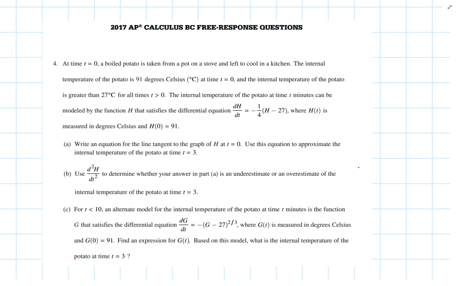Okay, so for this we are doing the 2017 BC Calculus free response question 4. And part A, it's the hot potato problem. You have this potato, and there's a differential equation here, which gives its temperature, and you have its initial temperature. Write an equation for the line tangent to the graph of h at t equals 0. Use the equation to approximate the internal temperature of the potato at time t equals 3.